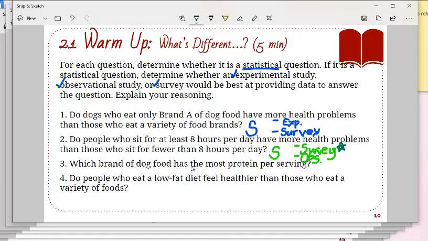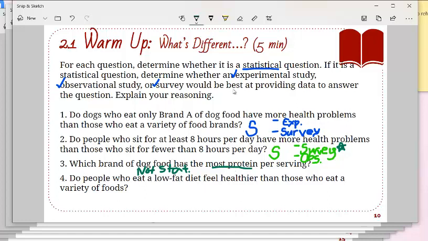Which brand of dog food has the most protein per serving? The most protein. This is a right and wrong answer. This is something I can look at the nutrition information on dog food and I can know the answer to this. So this is not statistical. So this is not even a question that we would need to conduct a survey for, because everyone's going to do the same thing that we would do, and that is flip over a bunch of dog food and look at the nutrition information and rank them for which one has the most protein. So this is not statistical.